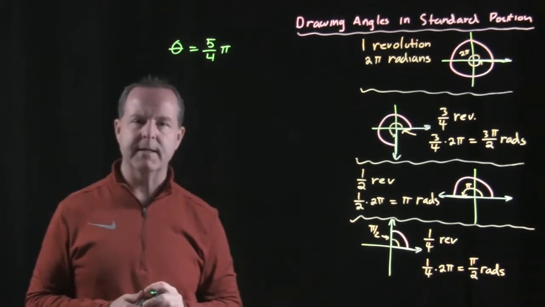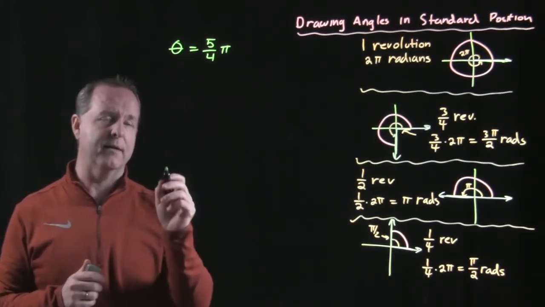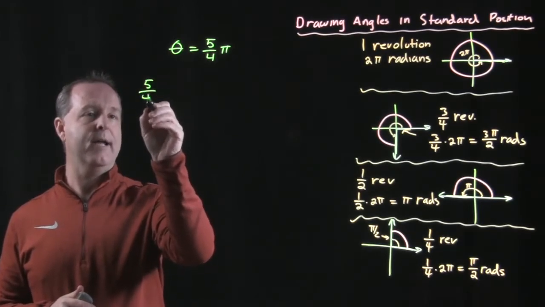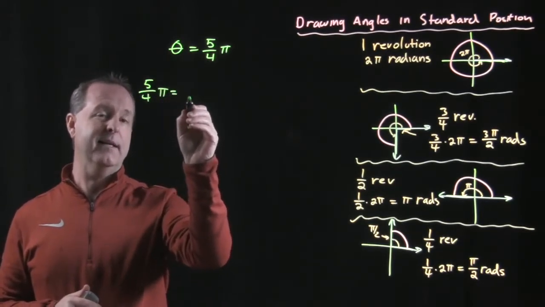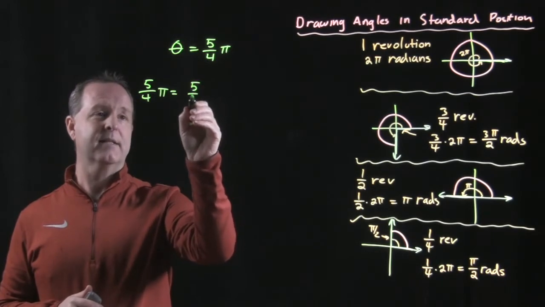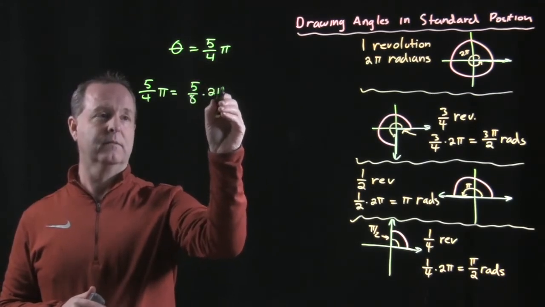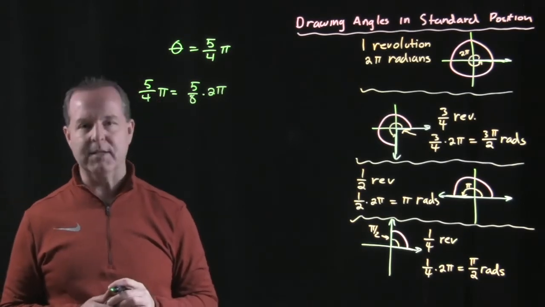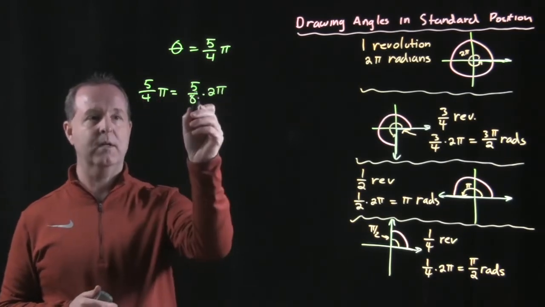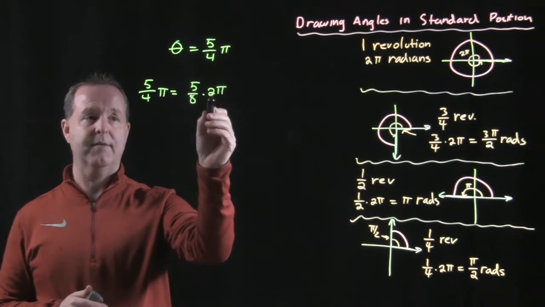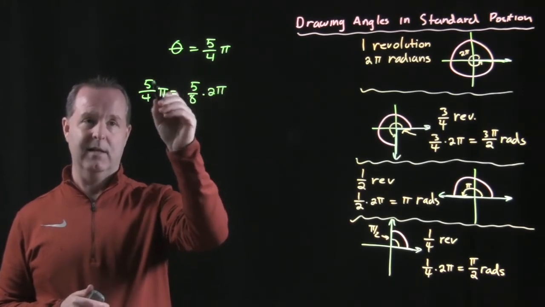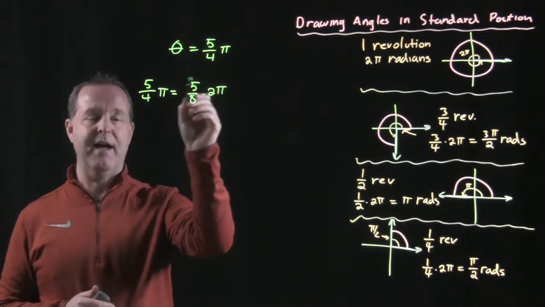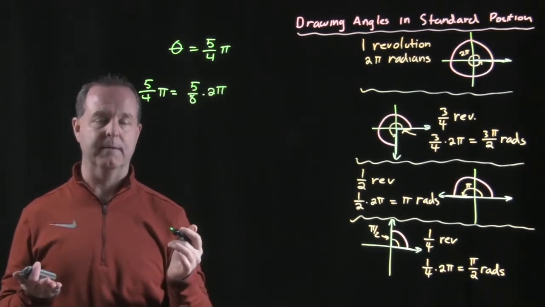All right, how do we draw this? Two different ways we can think about it. First way is we can recognize that 5/4 pi is 5/8 around a circle. So 5/8 of 2 pi. Had to do some little mental mathematic gymnastics backwards, because if I work this backwards, 5 times 2 divided by 8 reduces to 5/4. So I see that it is 5/8 around a full revolution.